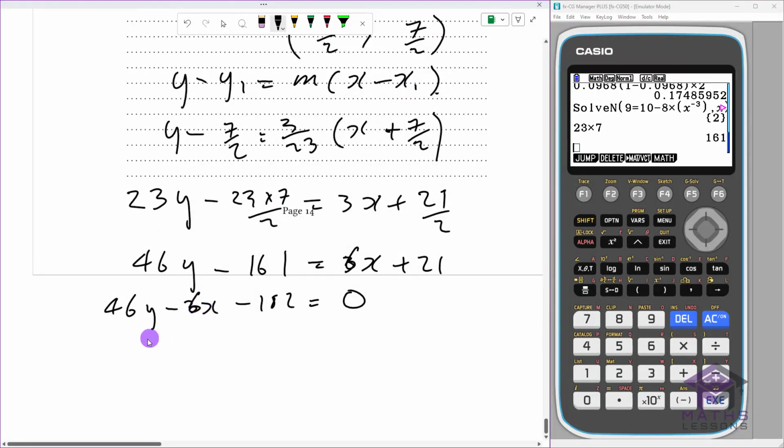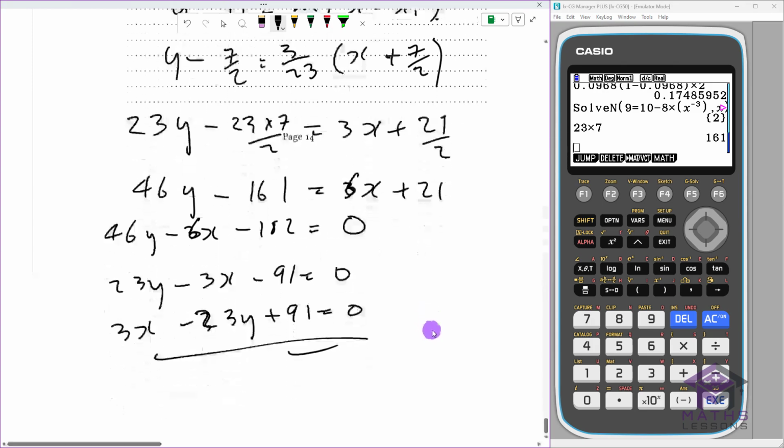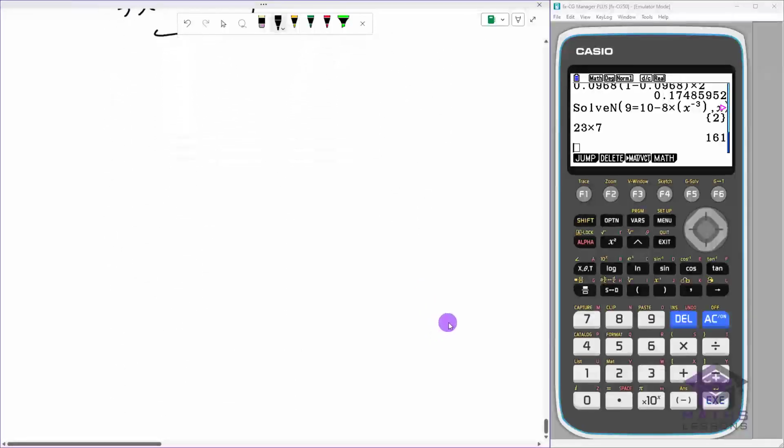So I could get 23y minus 3x minus 91 equals 0. Also, if we had plus 3x minus 23y, timesing everything by minus 1, plus 91 equals 0, that would also be okay as an answer. They're also all integers in this case, so it doesn't matter which way round these are. So that was that test.